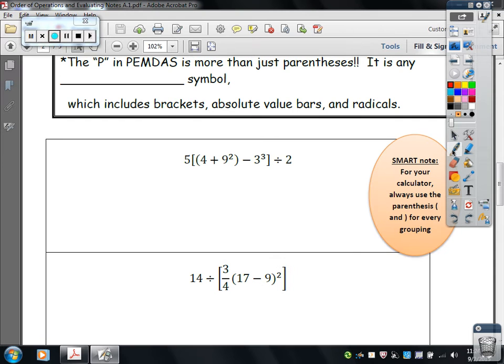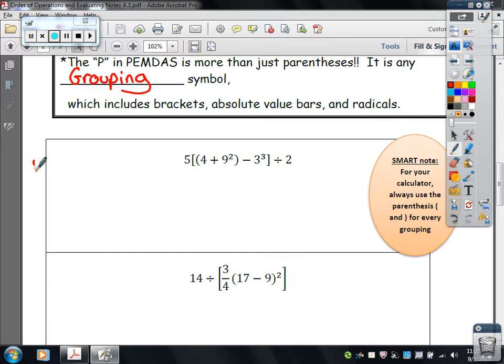All right, the P in PEMDAS is more than just parentheses. It is any grouping symbol. I think I've already said the word. Do you remember what it was? It starts with a G. Good job. Grouping symbol. So there are several different kinds of grouping symbols.